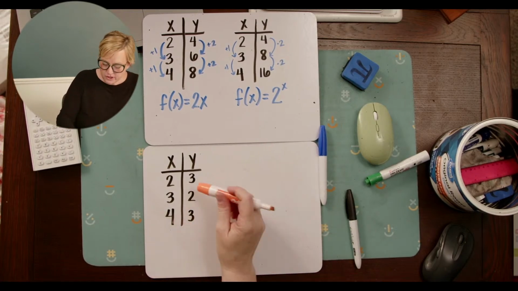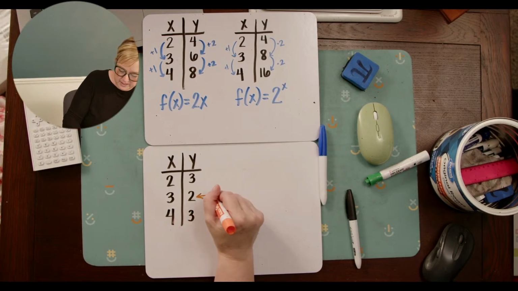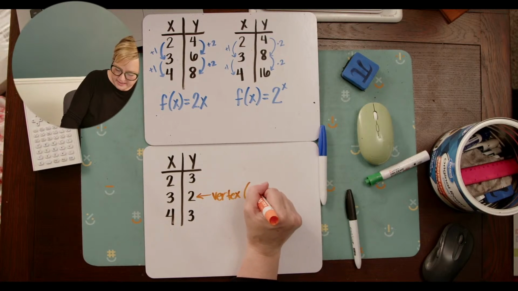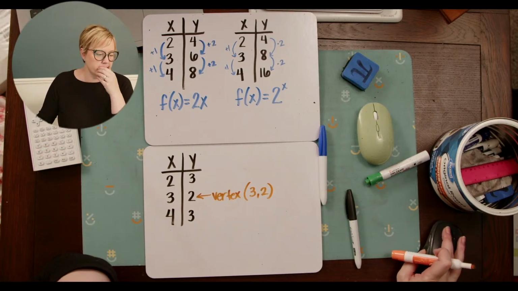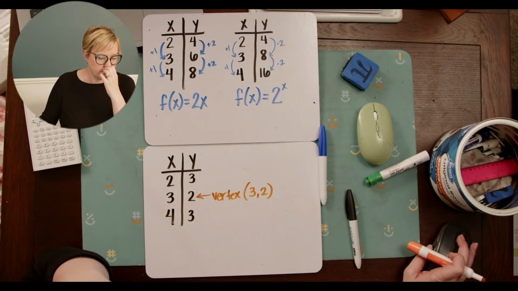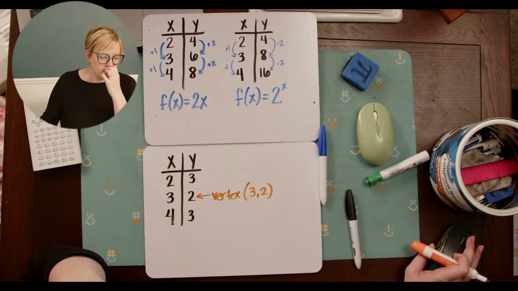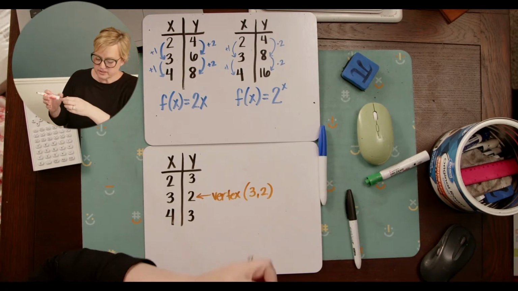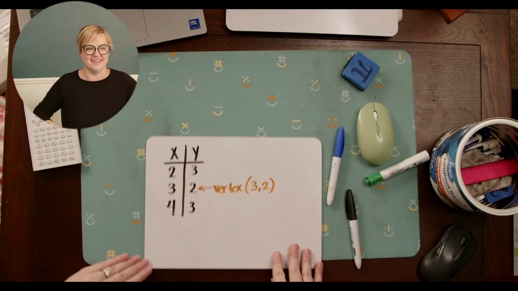Okay, so here we know this is the vertex, right? So the vertex is 3, 2. Now what we can do is we can use the vertex form to then plug this in and figure out what it is.